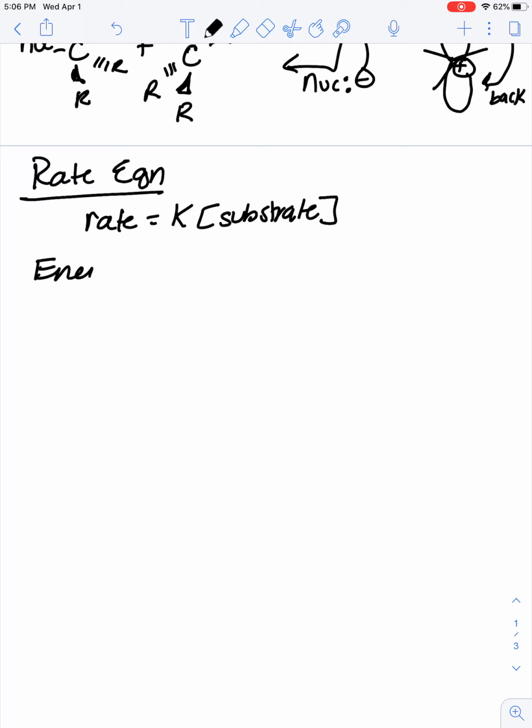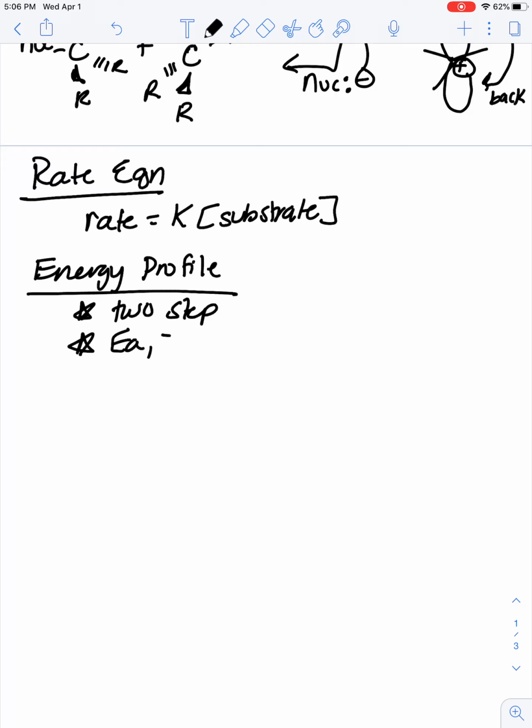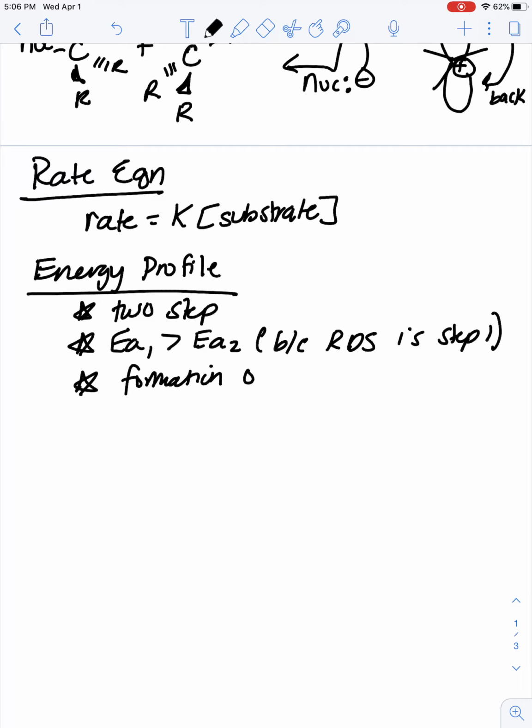If we look at the energy profile for an SN1 reaction, a couple of things we want to think about. So as I mentioned, this is going to be a two-step process. We know that the first activation energy has to be larger than the second activation energy. And this again is because the rate determining step is step 1. The first step is going to be endothermic because we have bonds breaking.